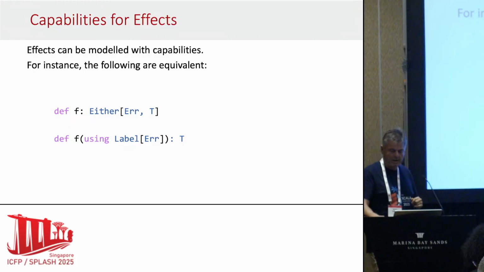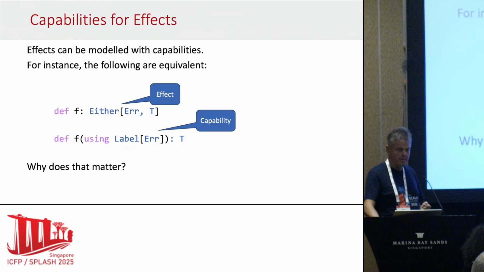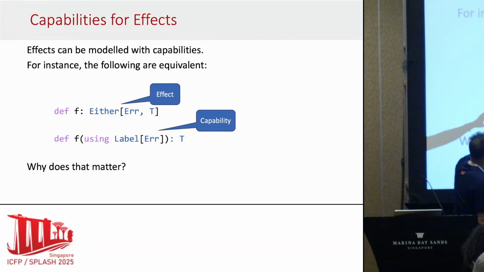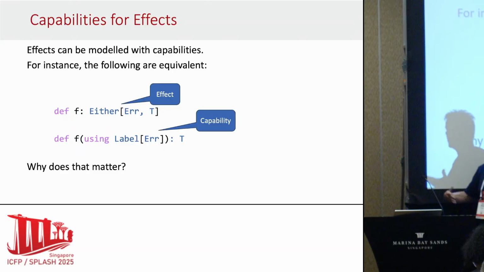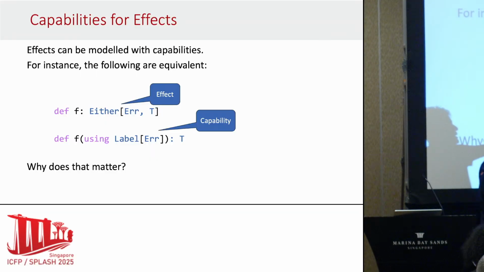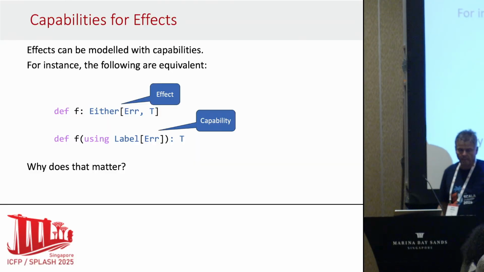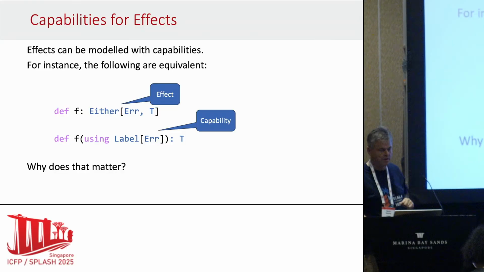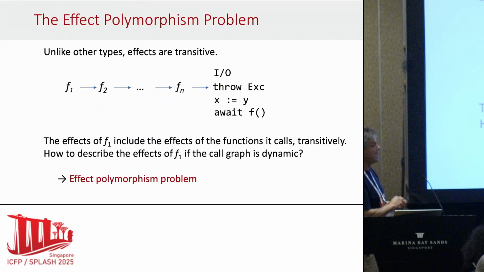So if we take a step back, what is the relationship between capabilities and effects? Instead of having an effect here where I return an either error or t, that's a typical effect, I give you just the t, the success case, and I pass as an implicit parameter a capability to raise the effect, in this case to raise an error. So the error goes into the parameter of the function. So why does that matter? Is it just pushing around symbols? It matters because it actually solves a very important problem, which is the effect polymorphism problem.